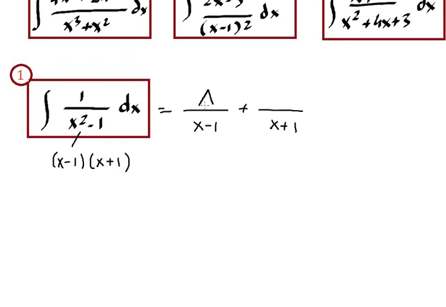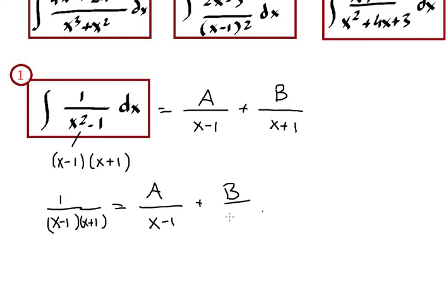So for the first one we need a constant a, and for the second we need a constant b. So we know that this fraction is equal to this partial fraction. Now we need to solve for a and b. So we know that 1 over x minus 1 times x plus 1 is equal to some constant over x minus 1 plus some constant over x plus 1.